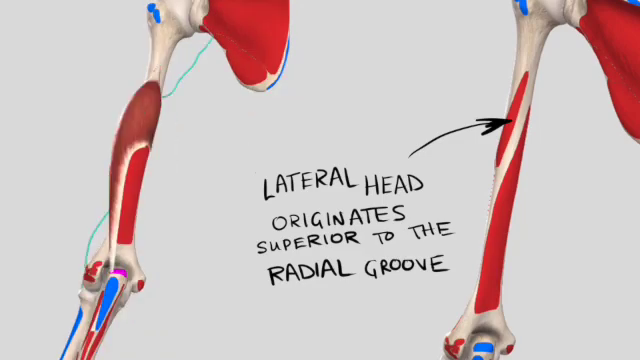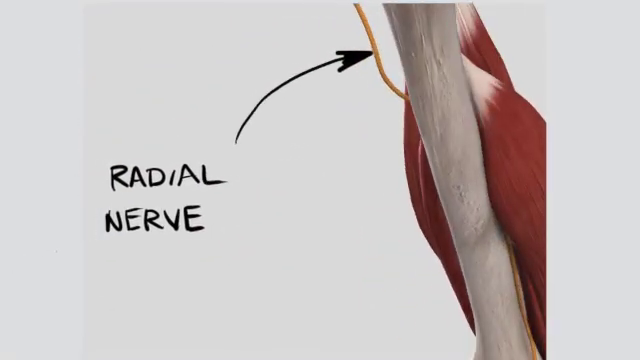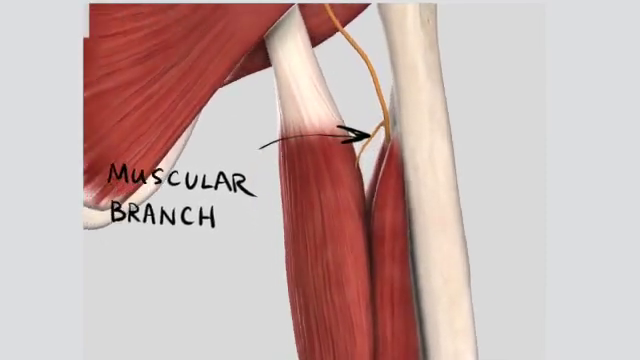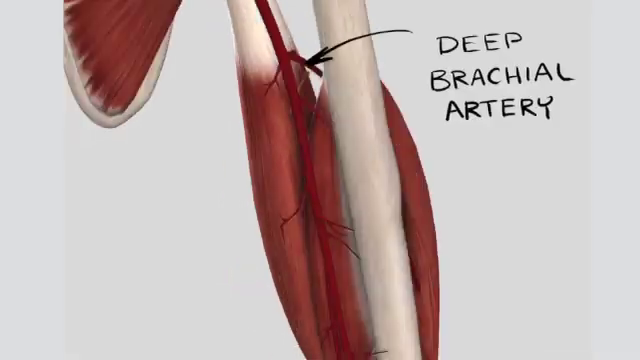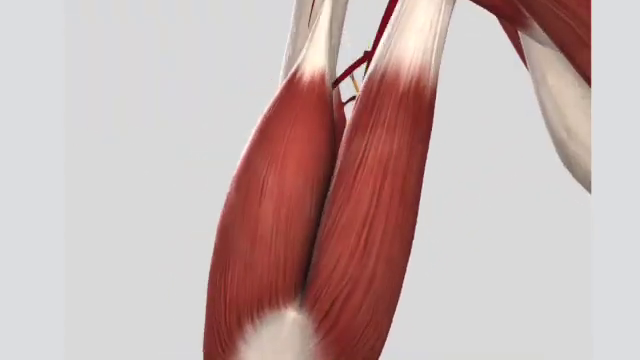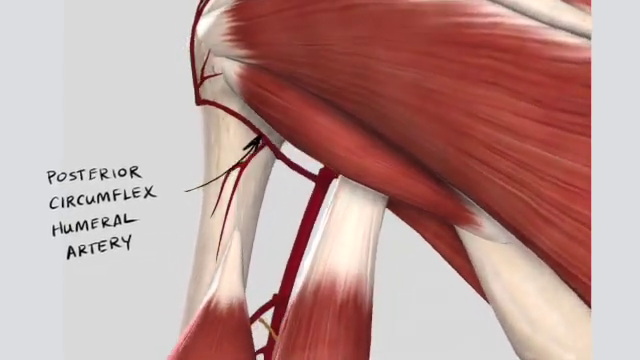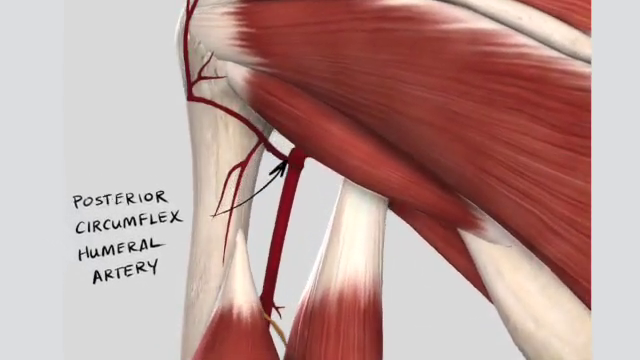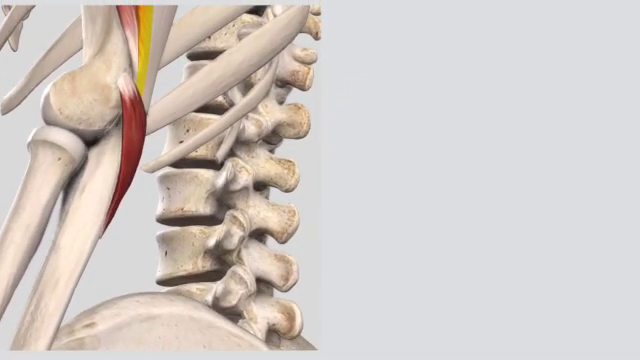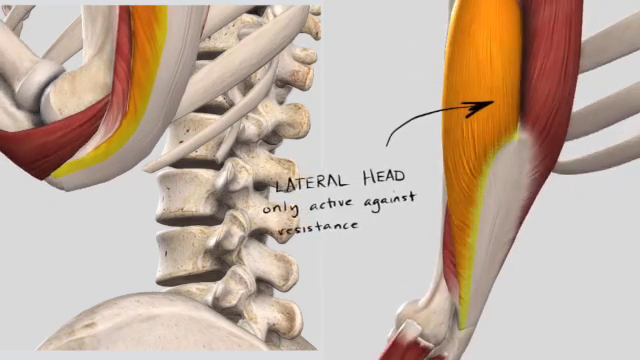Triceps is innervated by the muscular branch of the radial nerve. The blood supply to the triceps is provided by the deep brachial artery and the posterior circumflex humeral artery. The triceps extends the elbow. The lateral head is generally only activated against resistance.